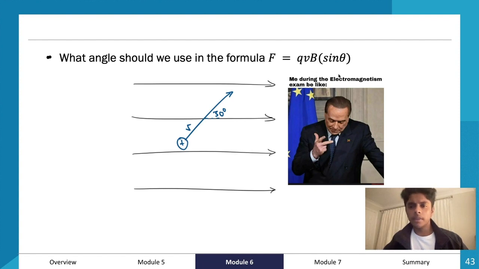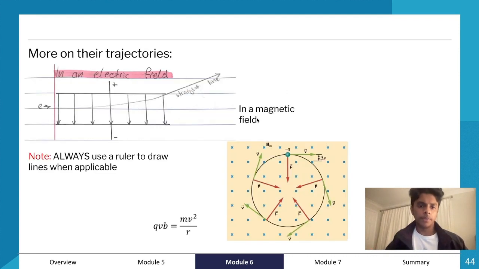F equals QVB sine theta, or QVB perpendicular. Well, we have to calculate the component of velocity that is perpendicular to the direction of the magnetic field. If we use cos theta in this case, we'll calculate the component that is parallel to the magnetic field. So in this case, we will be using sine theta, because F equals QVB sine theta calculates this component. Sine theta will be this component, right? And this component is what we're looking at because it is perpendicular to the direction of the magnetic field. So in this case, we'll be using sine theta.